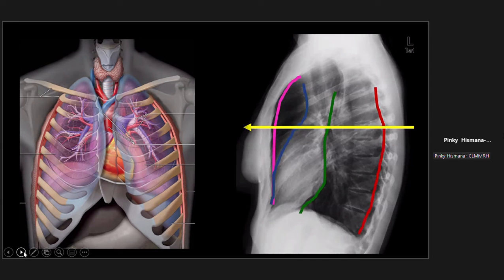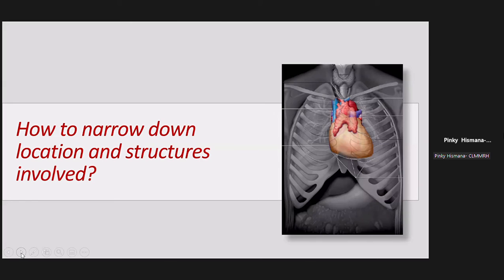So again, if you notice, when you're doing a posterior-anterior view, that means the X-ray tube would be from your back to the front, or whether you're doing an antero-posterior view, meaning anterior to the posterior portion. When you read a frontal X-ray, you wouldn't know which mediastinal compartment it belongs to, because the structures superimpose. So if you have a lesion at this portion, when you just have a frontal X-ray, you wouldn't know if it is in the anterior mediastinum. So let's now discuss how to narrow down location and structures involved.